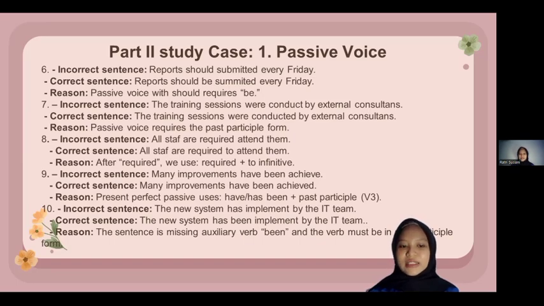Number 9 is "Many improvements have been achieved." The correct sentence: "Many improvements have been achieved" because present perfect passive uses have or has been plus past participle. Number 10 is "The new system has implemented by the IT team." The correct sentence is "The new system has been implemented by the IT team" because the sentence is missing the auxiliary verb been, and the verb must be in the past participle.